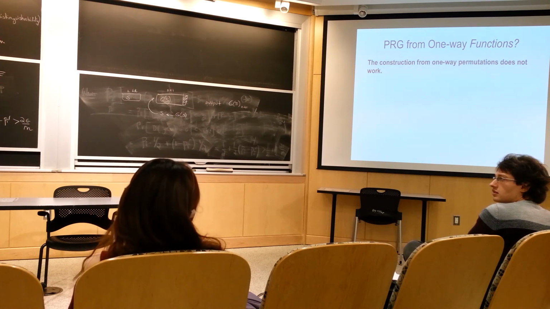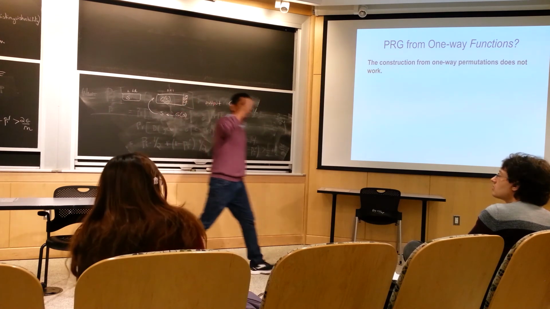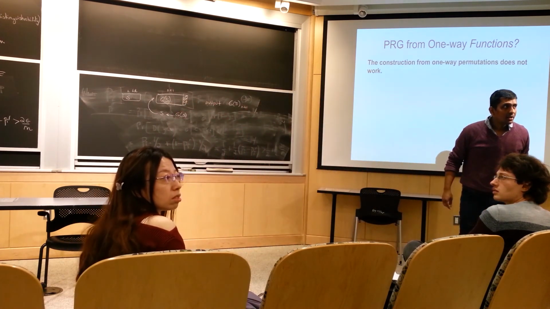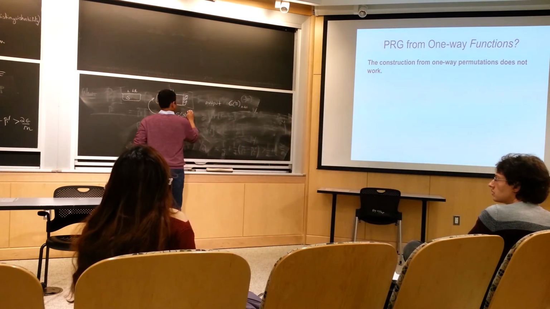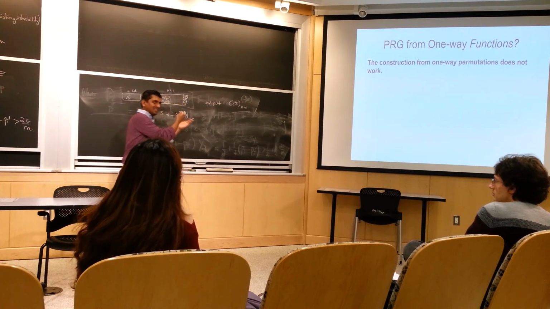Okay? So now I say, why one-way permutations? Why not one-way functions? Yes? Sorry, just to clarify. When you said S equals G of S, you mean set it to the first bits? Yes. Very good. Exactly. Thank you.